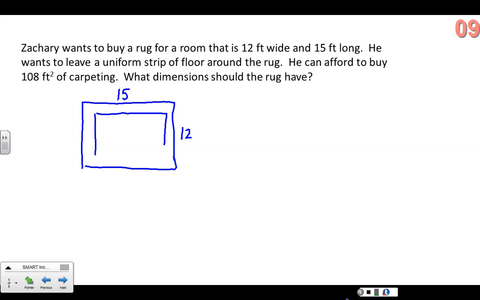So we're going to put the rug in, but he wants the space around it to be uniform. In other words, he wants it to be the same width all the way around. He can afford to buy 108 square feet of carpeting. What dimensions should the rug have? Since it's uniform, we need to see that this distance we're going to cut off is the same as this, and throughout the entire problem. So how much space we're going to leave, we're going to call that our unknown. How about x for those values, because we don't know how much that's going to be.